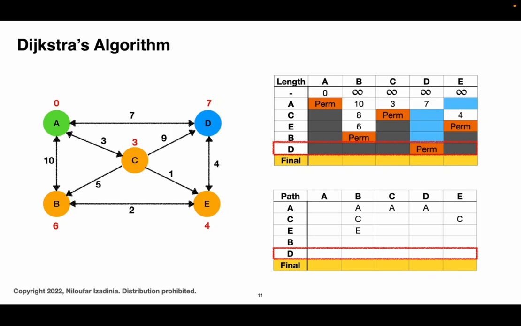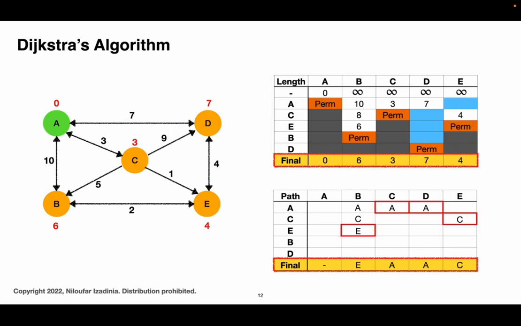Okay, so far we have done with the iterations. What is remained is that we should go with the final row. What we do for the final row, actually, we put the final labels that we found for each of the nodes here. These are the final labels. And also we put the final node that is connected to the initial node here. So it's going to be E, A, and C. Okay?